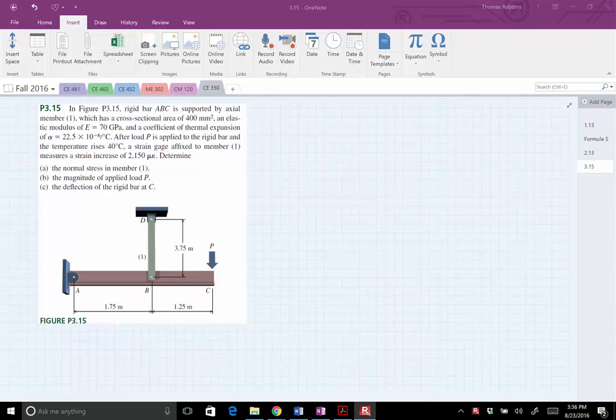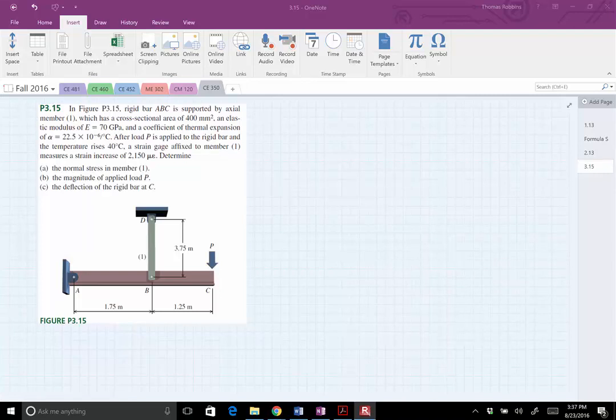The problem states: in the figure, the rigid bar ABC is supported by the axial member, which has a cross-sectional area of 400 millimeters squared, an elastic modulus of E equals 70 gigapascals, and a coefficient of thermal expansion of alpha equals 22.5 times 10 to the negative 6 divided by degrees Celsius. After load P is applied to the rigid bar and the temperature rises 40 degrees Celsius, a strain gauge affixed to the member 1 measures a strain increase of 2,150 microepsilons, which is our strain, right?